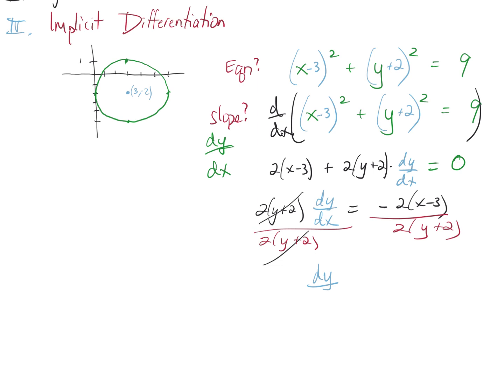The slope at any point on that circle is equal to, and the 2's will cancel out, and we can take the opposite of x minus 3 and say 3 minus x, 3 minus x over y plus 2. And there it is, the slope of the circle using implicit differentiation. Let's do one more example.